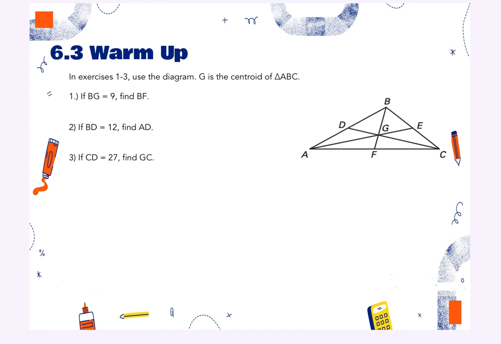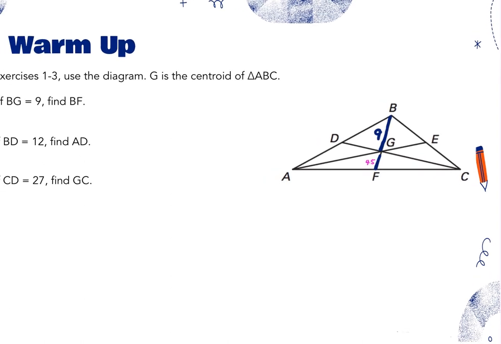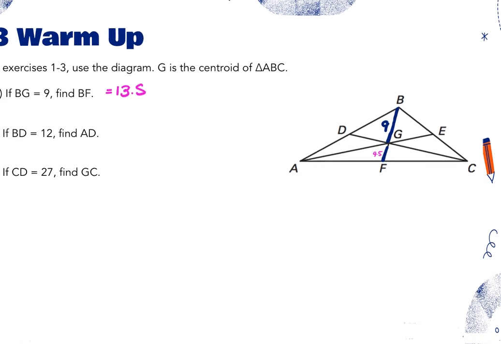All right, 6.3. Now we're talking about the centroid, which is where the medians meet. And this is that 2/3 theorem. So if BG is 9, and it wants you to find BF, this is the 2/3. So the BG is 2/3. Cut that in half. That's 4.5. That'd be the GF part. And so the whole thing would be 13.5. All right.